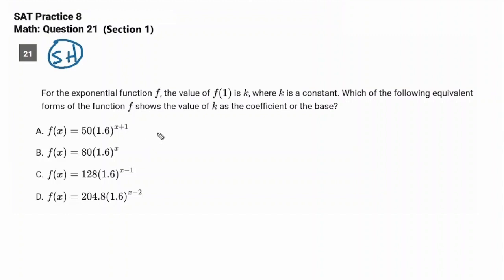It's really just a vocabulary problem. And it makes me mad because it's really easy. It's hard to explain. It's actually kind of poorly written. For the exponential function f, the value of f of 1 is k. K is a constant. Which of the following equivalent forms of the function f shows the value of k as the coefficient or the base?